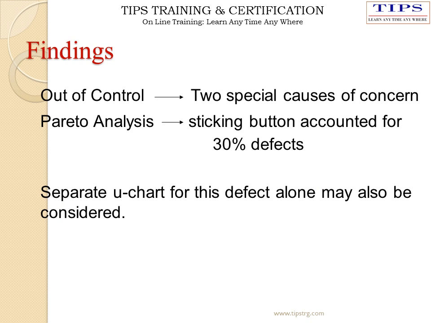What are the findings? Out of control are the two special cases of concern for which Pareto analysis is carried out, which states that the sticking button accounted for 30% of defects. A separate U chart for this defect alone may also be considered. By analyzing, you can further take corrective actions.